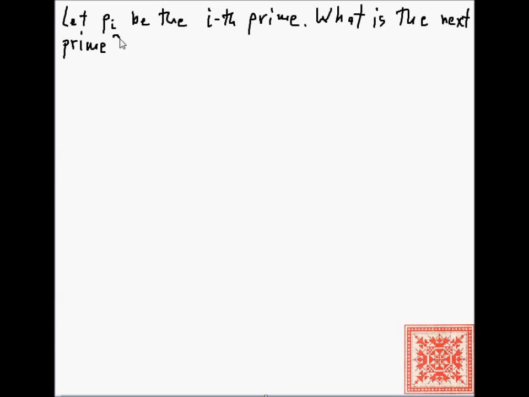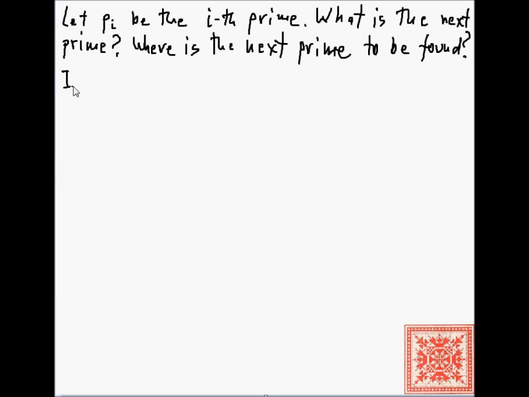What is the next prime number? And more importantly, where is the next prime to be found? It's an important question because if we can put an upper boundary on the range where the next prime is to be found, then we can use the bounded minimalization, and the bounded minimalization of primitive recursive functions is itself primitive recursive. And so that's our plan.